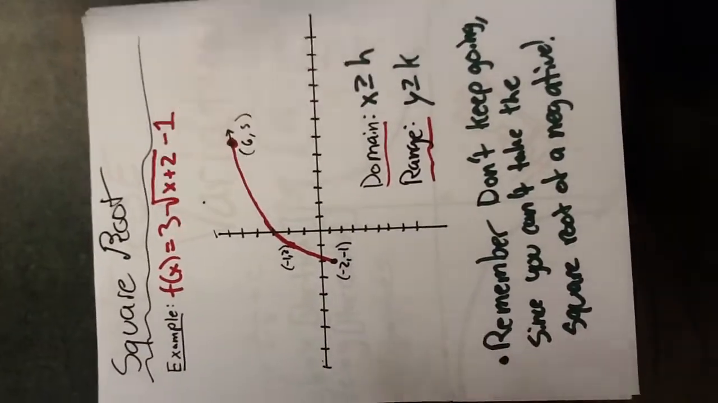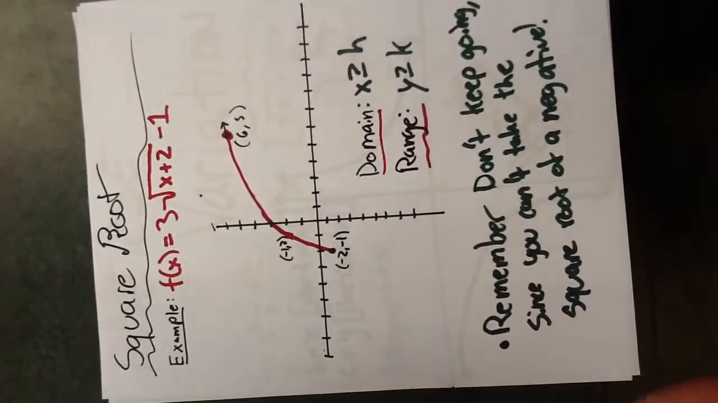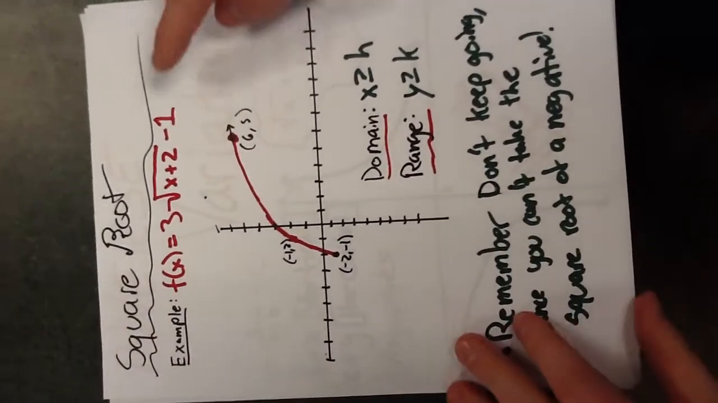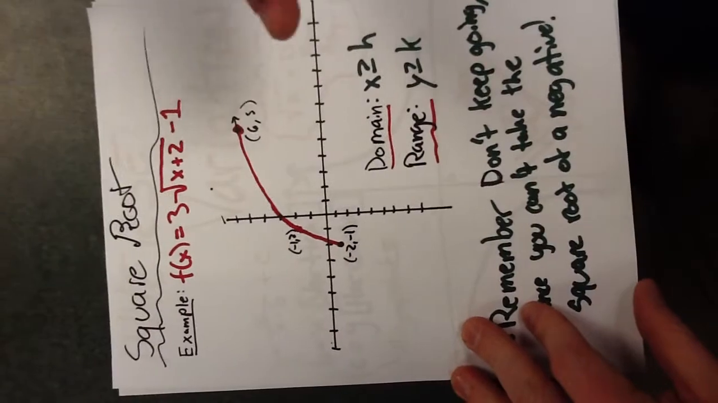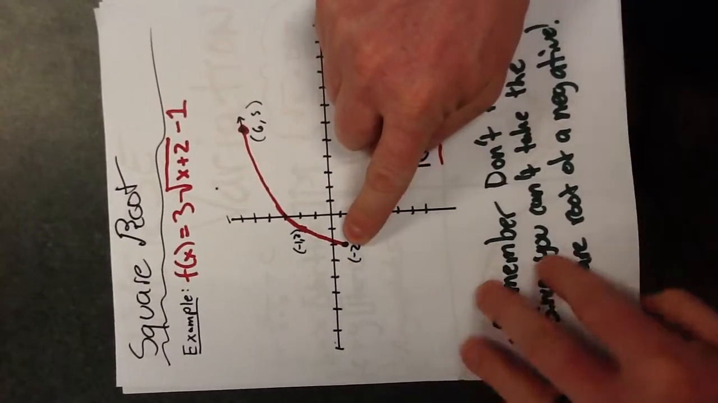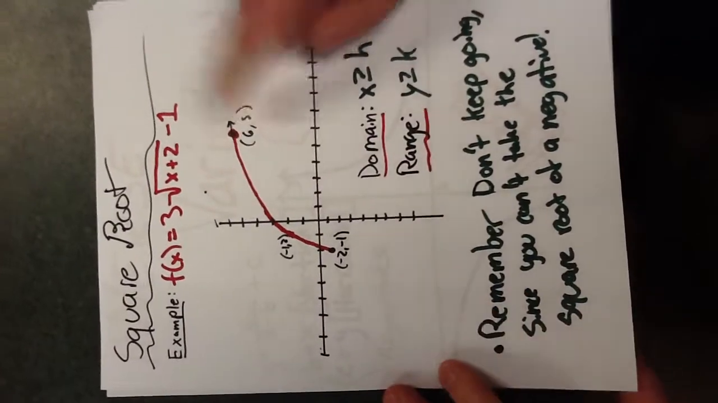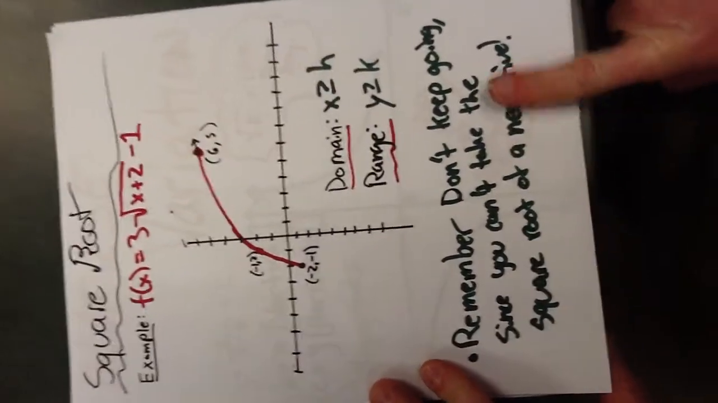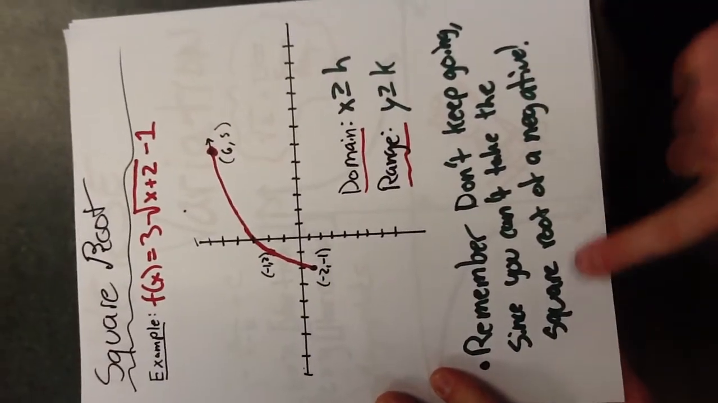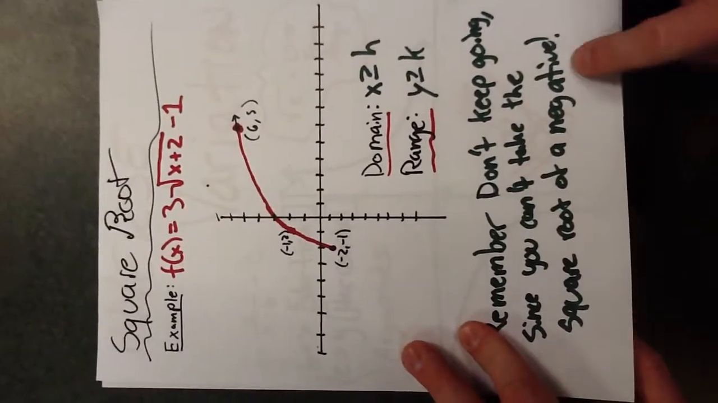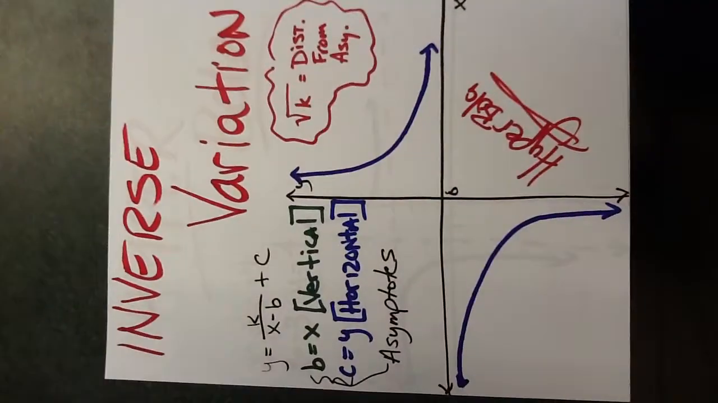Square root function. We have a 3, which means it's going to increase faster, meaning that I'm going to have a steeper arc. I move to the right 2, I move down 1, and there's my starting point. Left 2, down 1, starting point. Remember, don't keep going since you can't take the square root of a negative. We really can't stress that enough.